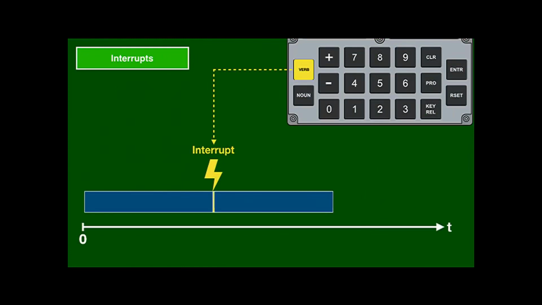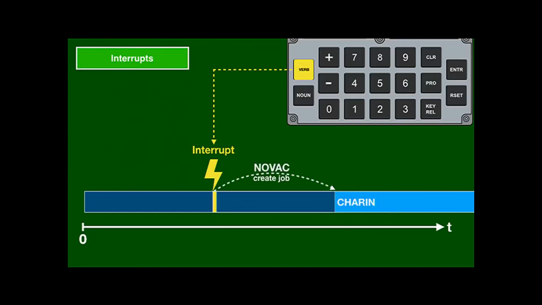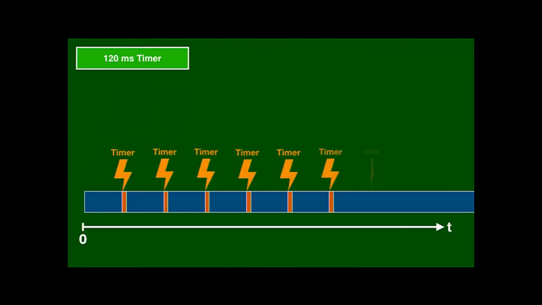The current job will be interrupted, and the interrupt handler will read the device data and return as quickly as possible. If there's more to do, it can schedule a job for later. Some devices need to be serviced regularly. A 120 microsecond timer causes interrupts that read data from and write data to certain devices.